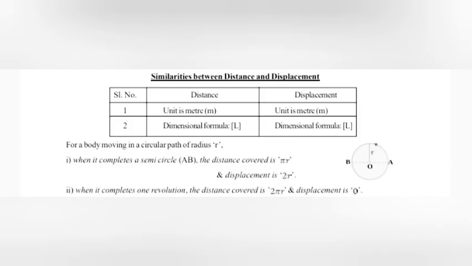Similarities between distance and displacement. Unit is meter. Dimension formula: dimension L. For a body moving in a circular path of radius r, when it completes a semicircle AB, the distance covered equals pi r and displacement equals 2r. When it completes one revolution, the distance covered is 2 pi r and displacement is 0.